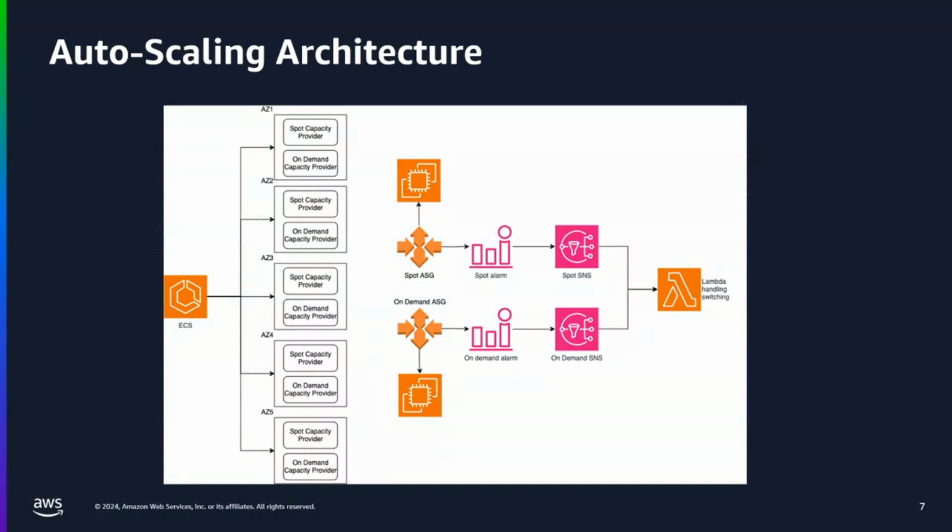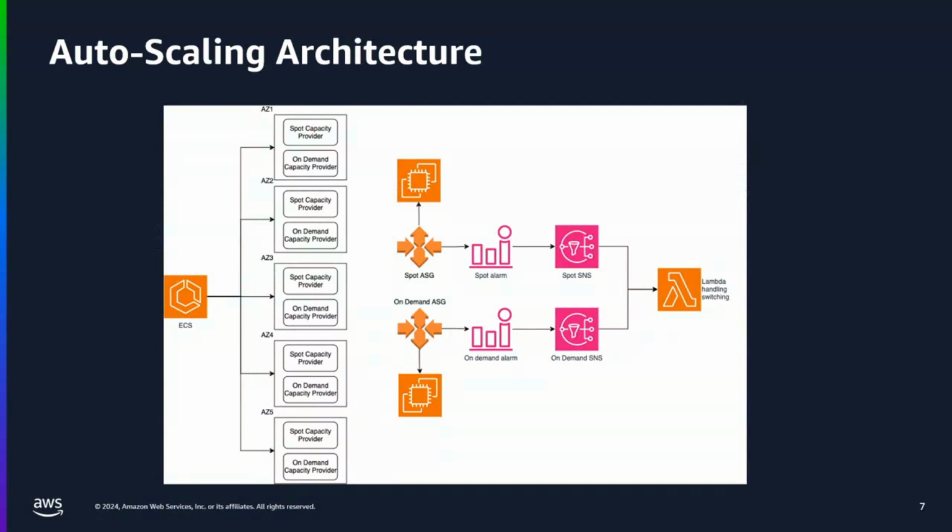So the solution we came up with was 2 capacity providers in each AZ. This is an example of US East 1. There are 6 AZs, and Sharethrough is using 5. So we came up with 2 capacity providers in each AZ, 1 spot and 1 on-demand. And then each capacity provider is further attached to an auto-scaling group.